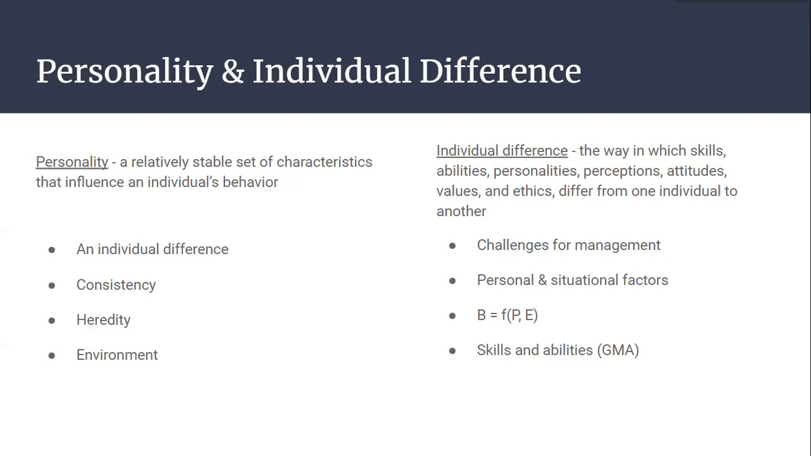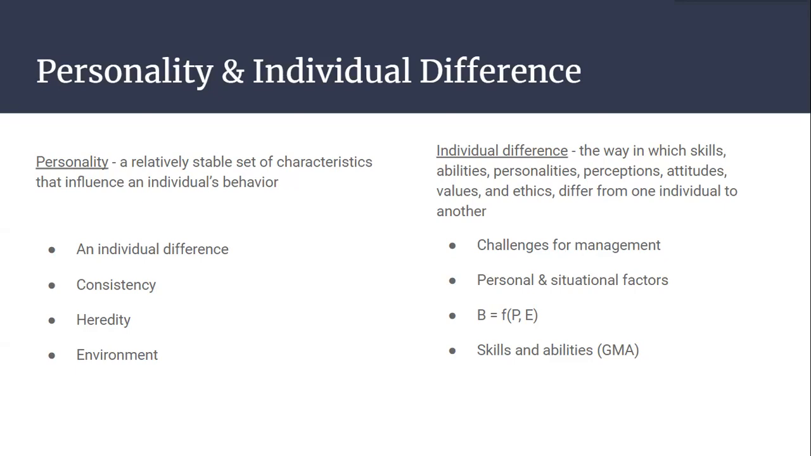He summarized trying to understand individual differences in this formula: B equals a function of P and E. B is behavior, P is person, E is environment. Really, what he wanted was a simple way of understanding these individual differences. And so he breaks down this formula and explains it in 4 different steps.